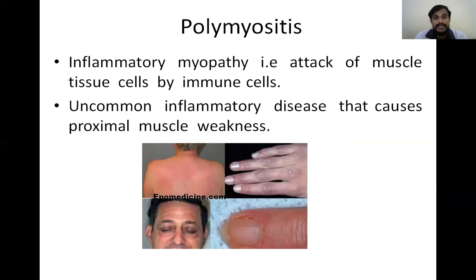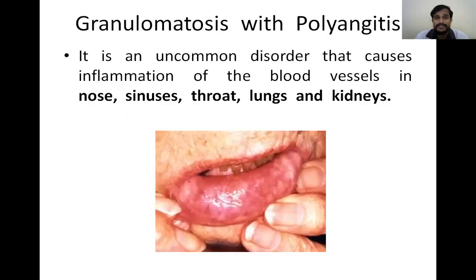And polymyositis is an inflammatory myopathy. That is an attack on muscle tissue by the immune cells. So this is an uncommon inflammatory disease that causes proximal muscle weakness. In polymyositis, the proximal muscles are more commonly affected. That means the autoimmune antibodies will affect the muscle cells, the proximal muscle cells. That is polymyositis. Granulomatosis with polyangiitis is an uncommon disorder that causes inflammation of blood vessels in the nose, sinuses, throat, lungs, and kidney.